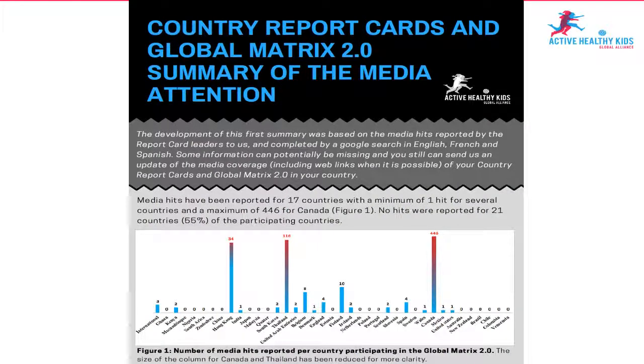Again, the release of the Global Matrix was very successful. Here I show a slide that shows the media hits from each of the participating countries. And while you'll see many countries had no media coverage, you'll see that several countries did have media coverage, and in a few cases, rather substantial media coverage. Over 400 media hits in Canada, over 100 media hits in Thailand, which by the way is where the release was done in Bangkok in 2016.